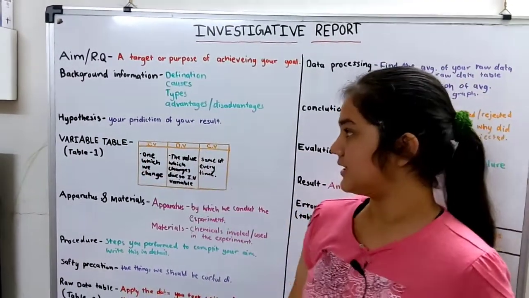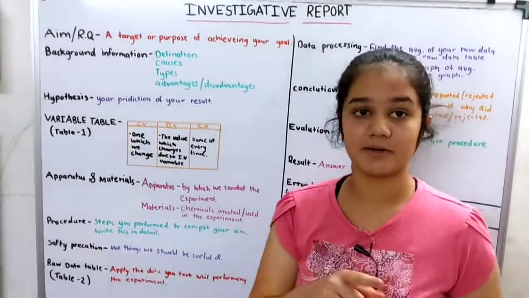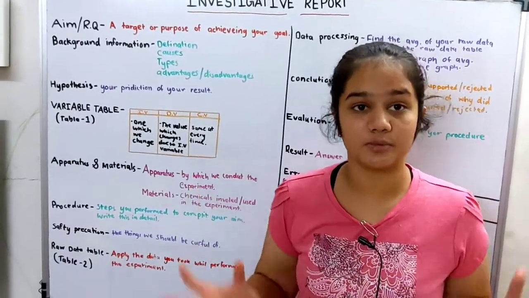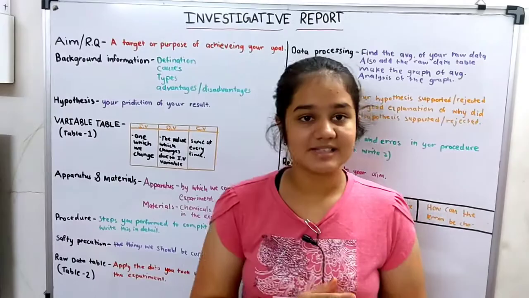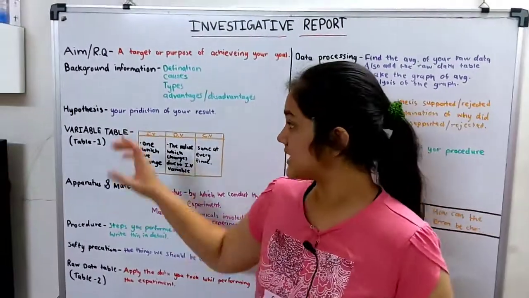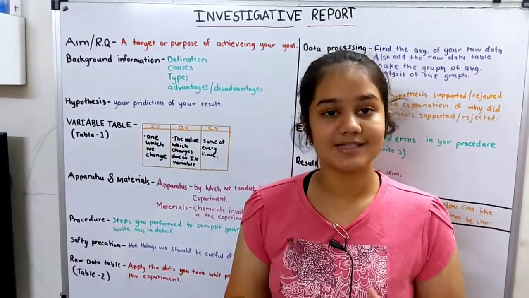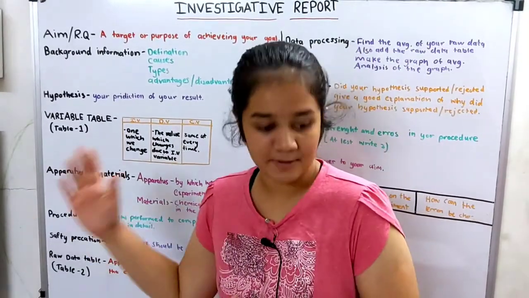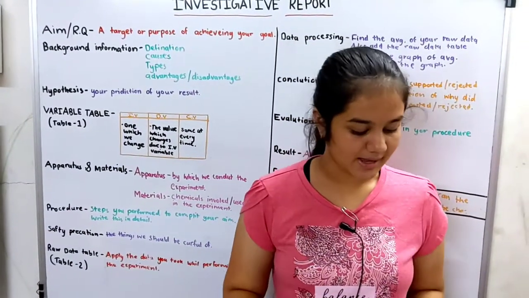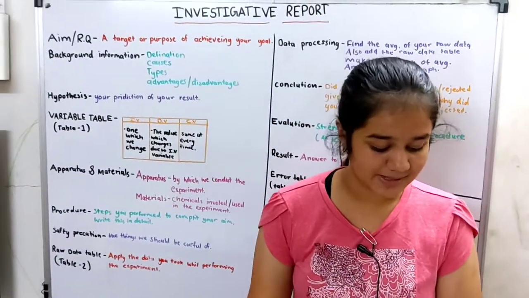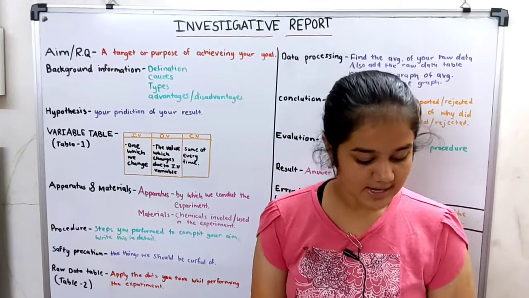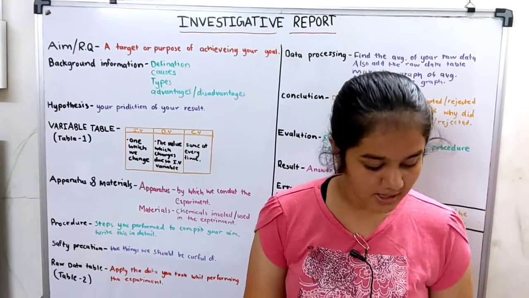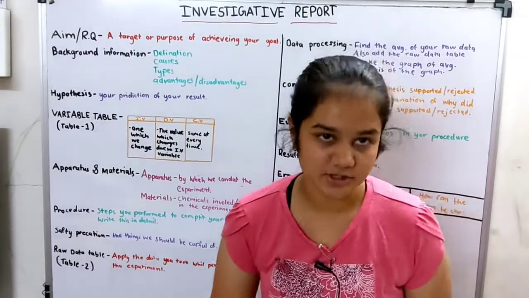Then comes the hypothesis. Hypothesis is basically your prediction. What do you think your result will be? When you start writing your hypothesis, you always start your sentence with I predict. So here in this experiment we can say: I predict that if the amount of water increases, then it can hold more sugar and that increases the point of saturation.